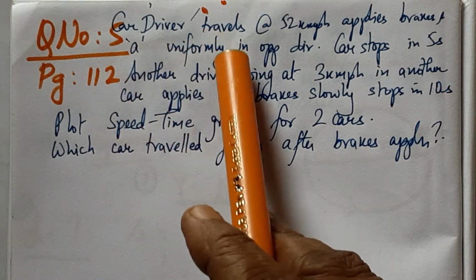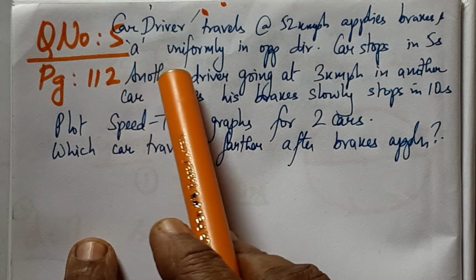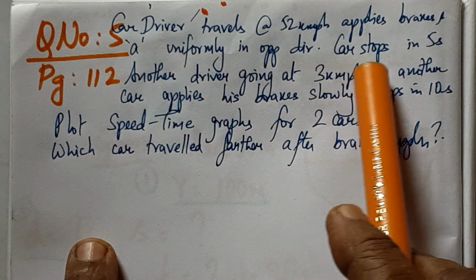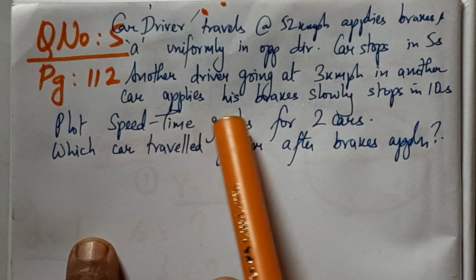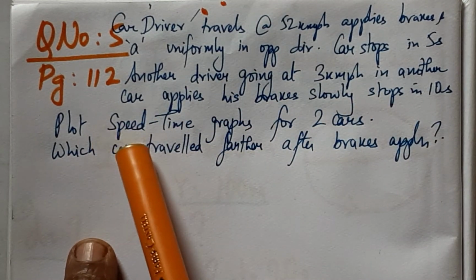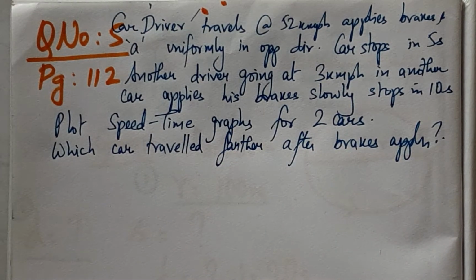Question 5. A car driver travels at 52 kilometers per hour and applies brakes with uniform acceleration in the opposite direction. The car stops in 5 seconds. Another driver going at 3 kilometers per hour in another car applies his brakes slowly and stops in 10 seconds. Plot a speed-time graph for the two cars. Which car travels farther after the brakes are applied?